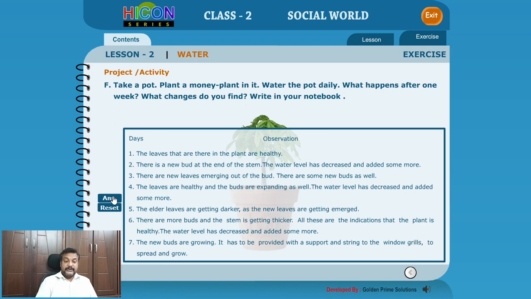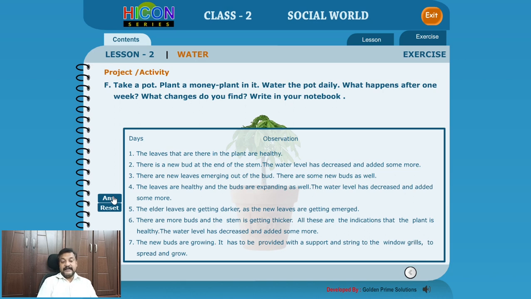Third day, there are new leaves emerging out of the bud. There are some new buds as well. New leaves are coming out of that bud, and at the same time new buds are also coming here and there. The leaves are healthy and the buds are expanding as well. The water level has decreased and added some more. Every day, one common thing that happens is the water level decreases.